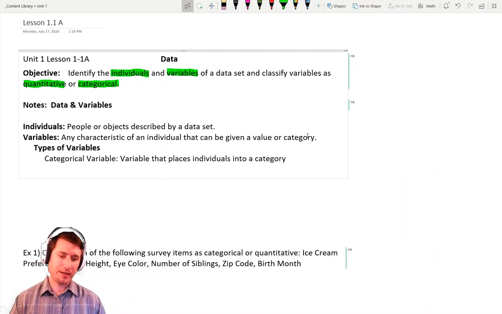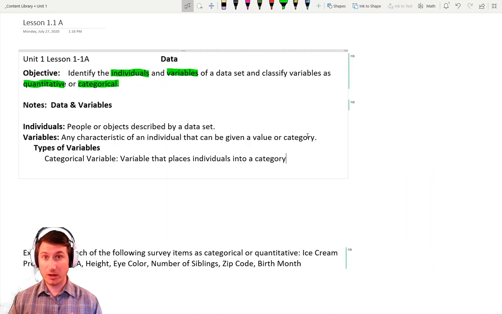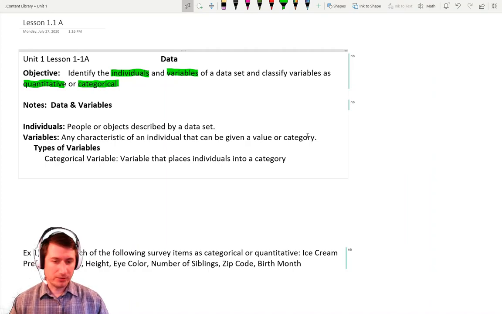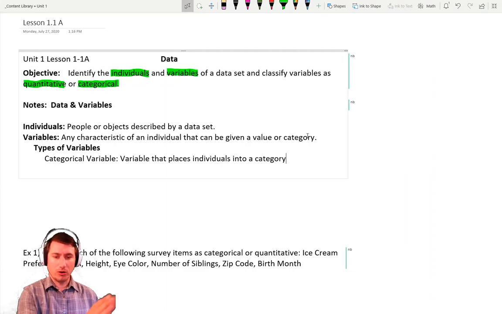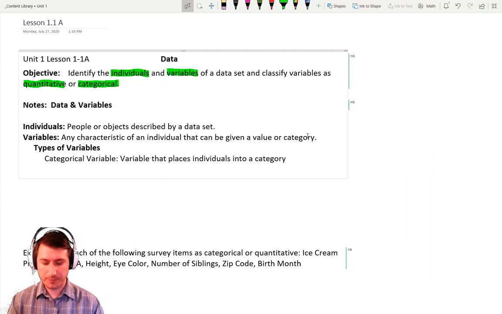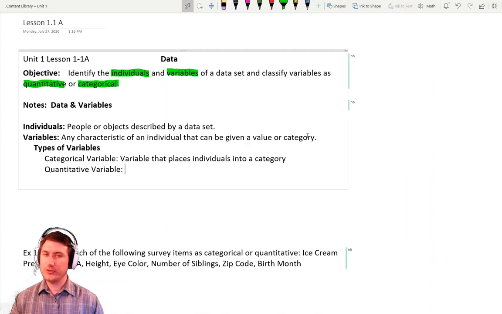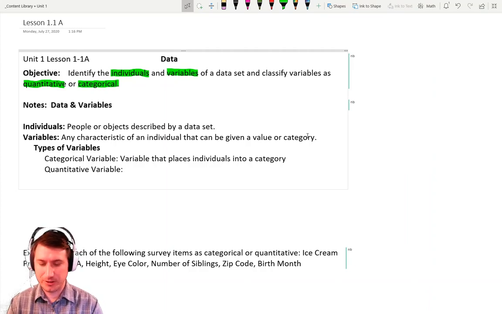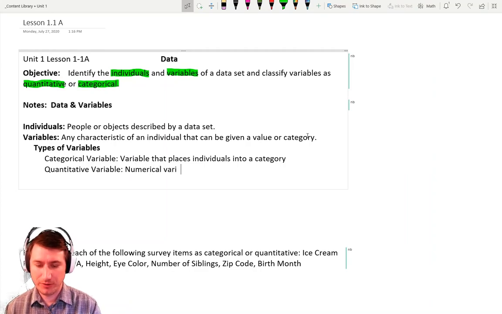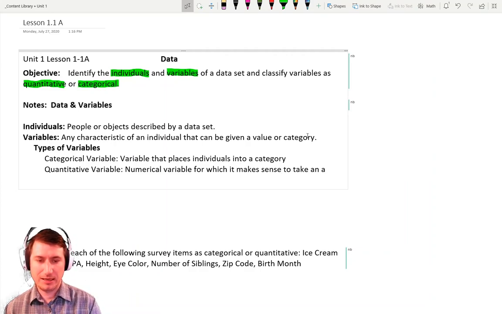So what would that look like? I could ask you, hey, what is your favorite color? And you would tell me blue, red, green, yellow, etc. And that would put you all into different categories. The next is a quantitative variable. Hopefully the word quantity makes you think of numbers. This is almost anything with numbers in it. It is a numerical variable for which it makes sense to take an average.